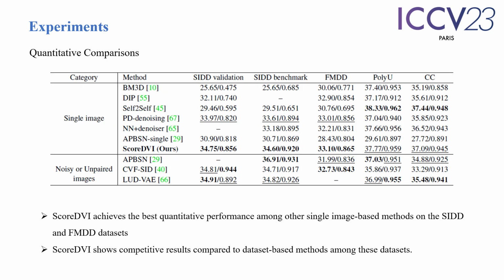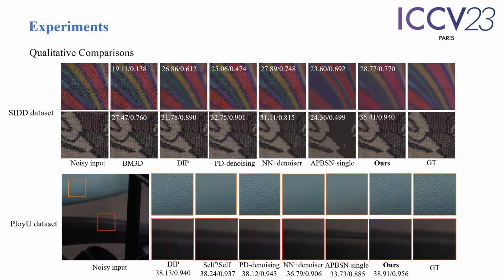The quantitative comparison is listed in the main table. Our method outperforms single image-based methods in most datasets. Our method is also comparable with some dataset-based methods in some test sets. Note that we just require a single noisy image while these methods require noisy datasets. Some qualitative comparisons also show the superiority of our method.